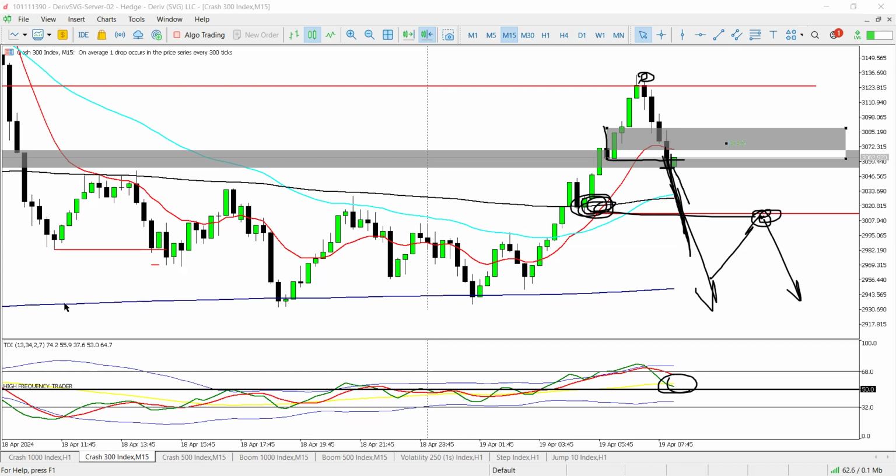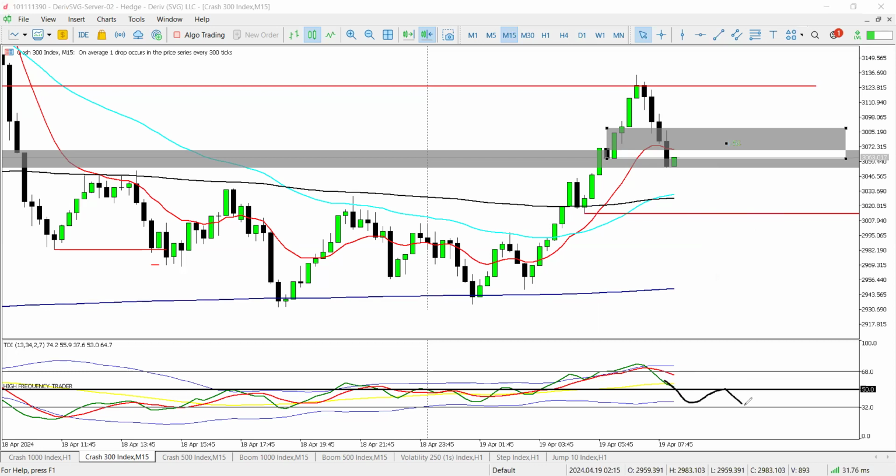So on TDI, I would love to see maybe something like this, possibly if the price is going to go down. So I'll just say my point of interest here would be 30.20. I want to see price break, then retrace for me to actually enter a continuation sell.